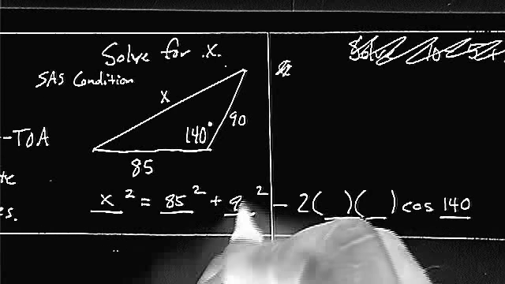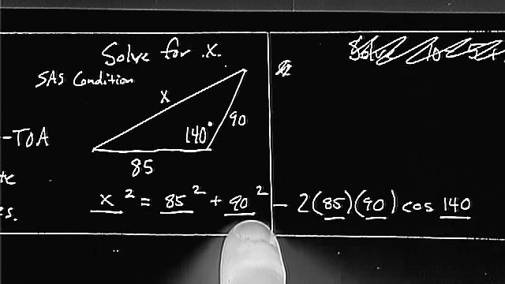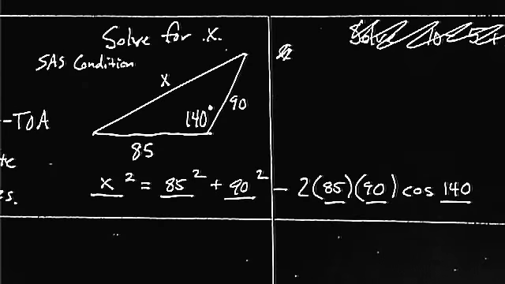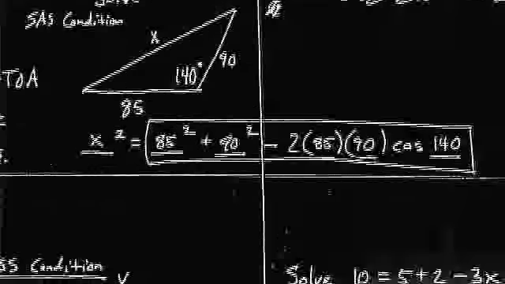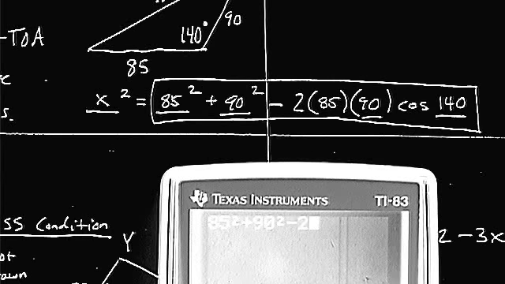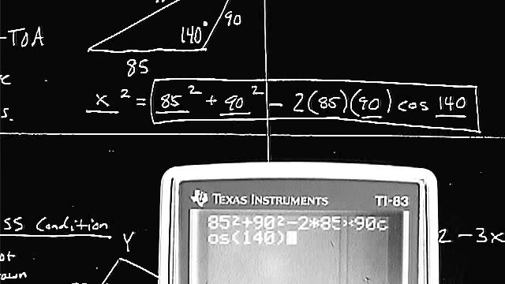I need an 85 and a 90. It does not matter in which order you put them, as long as you have one of each here and one of each here. Now this shouldn't be too terribly difficult for you to solve. All of this you can calculate with your graphing calculator, so let's do that. 85 squared plus 90 squared minus 2 times 85 times 90 cosine 140. Please make sure your calculator is in degree mode. Otherwise, you will not like the results.